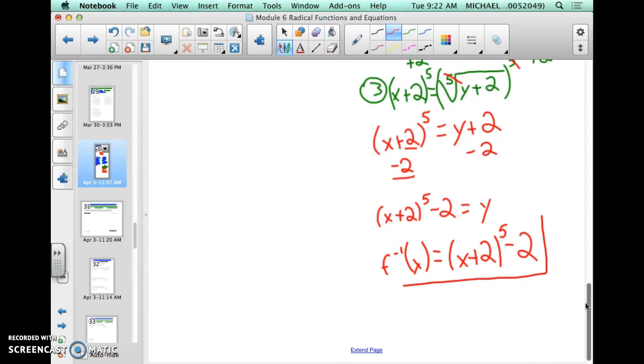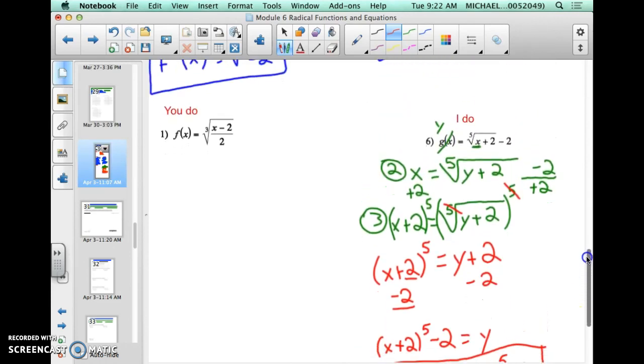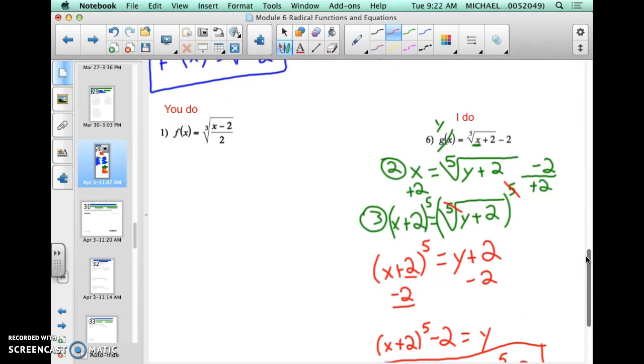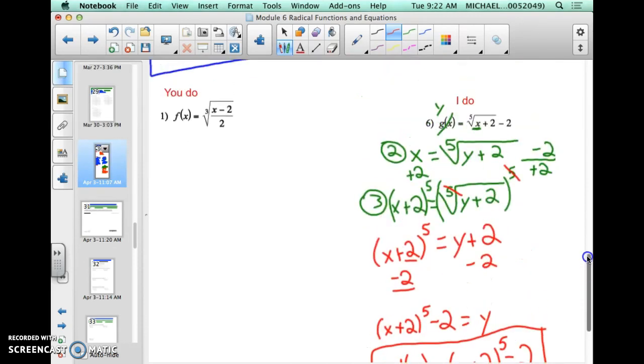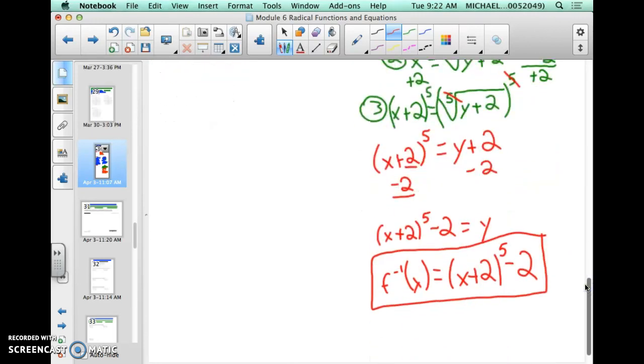And I am done. So the given function, y equals the 5th root of x plus 2 minus 2, becomes the inverse, f inverse of x equals x plus 2 to the 5th minus 2. And if you notice, I had a 5th root, and now my inverse has a power of 5. You should always see that relationship, all right?